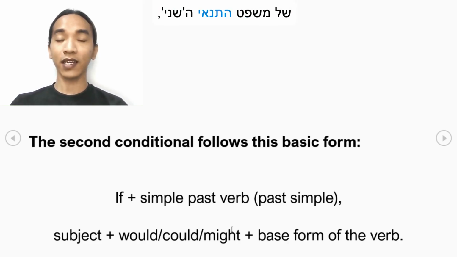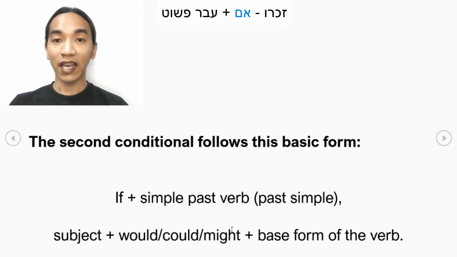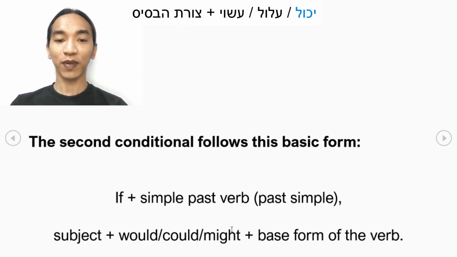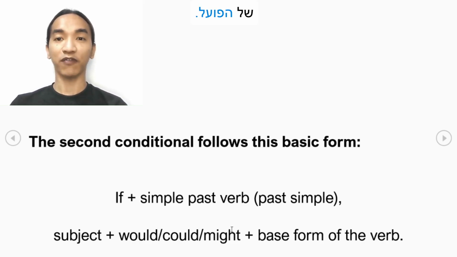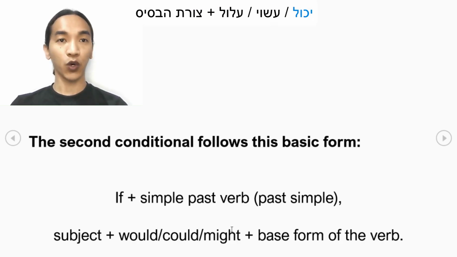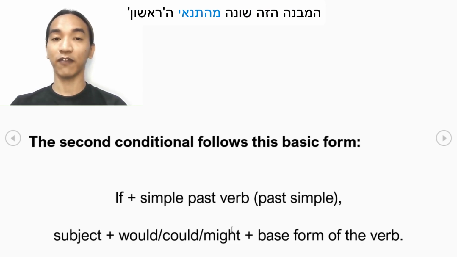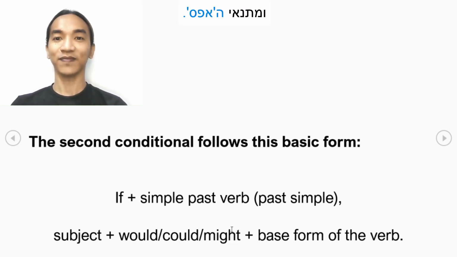To form the second conditional sentence, we have to start with if, simple past tense. Remember, if, simple past tense, followed by subject plus would, could, might, plus base form of the verb. So for the main clause, we use the modal verbs would, could, or might plus base form of the verb. Now, please remember this structure is different from the first and zero conditional.